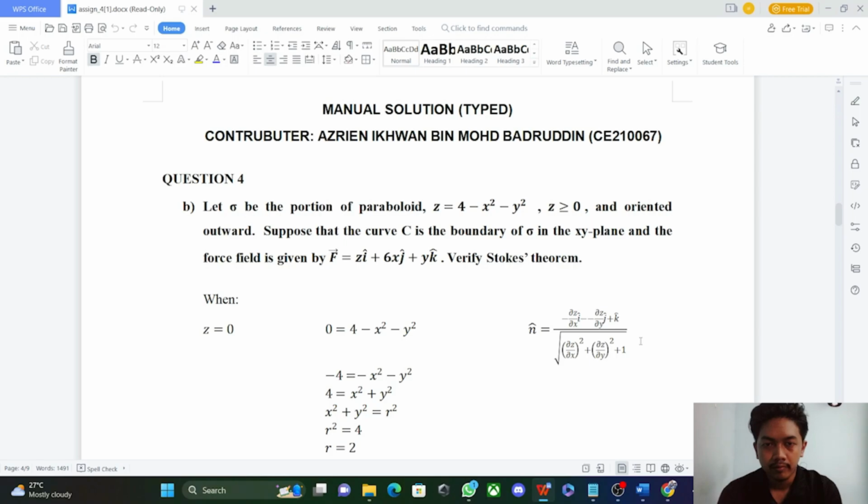Assalamualaikum. My name is Azri Ikhwan bin Muhammad Badruddin, matric number CE 310067. Today I'm going to show the solution for question 4b. For question 4b, let sigma be the portion of the paraboloid where z equals 4 minus x squared minus y squared, where z is greater than or equal to 0 and oriented outward. Suppose that the curve C is the boundary of sigma in the xy plane and the force field is given by F equals zi plus 6xj plus yk, and verify Stokes theorem.